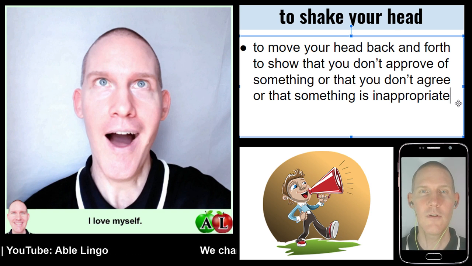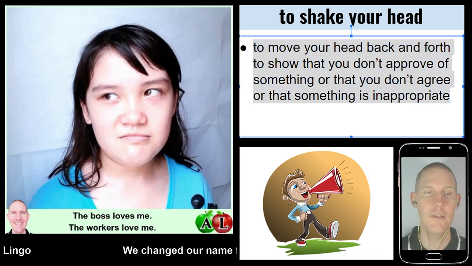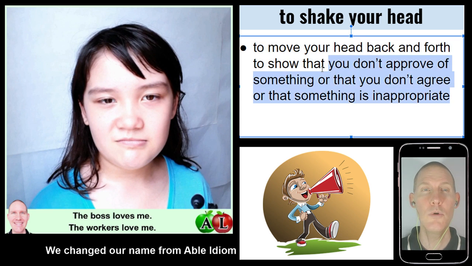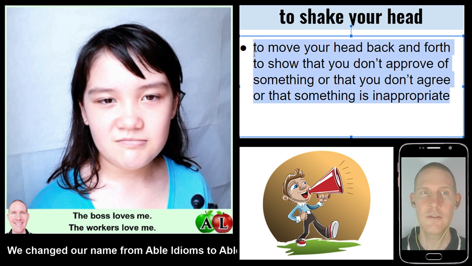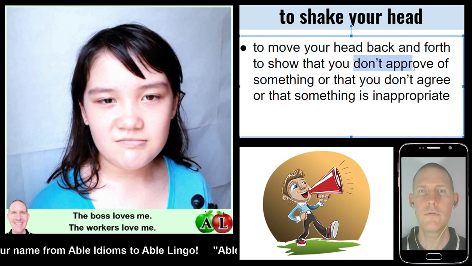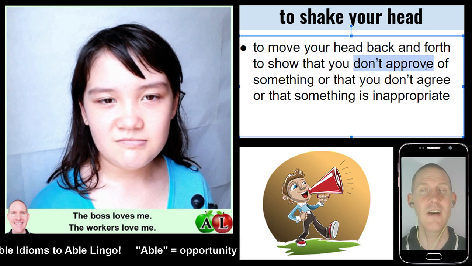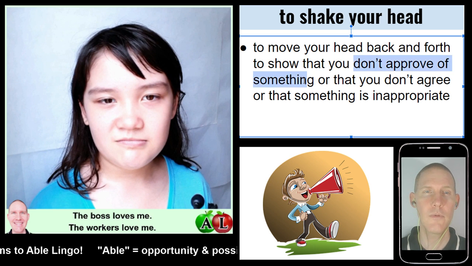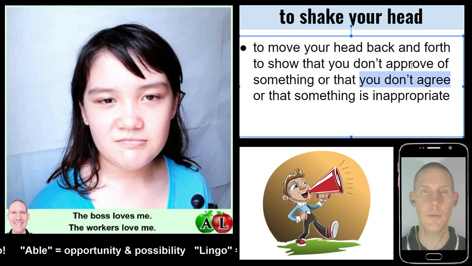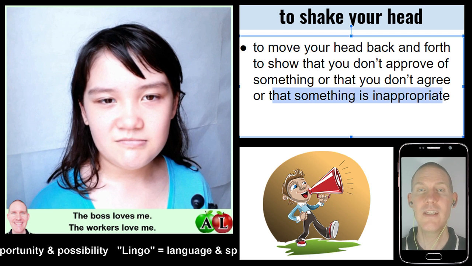Okay, so this is kind of a long definition, but I'm going to read it one more time. So if someone shakes her head or their head, just like this girl at the end, to shake your head means to move your head back and forth like this, or maybe a small little one, to show that you don't approve. You don't think something is good. You think the opposite. You think it shouldn't happen or it's not good. So you don't approve of something, or you don't agree with something. That's similar to you don't approve of something, right? You don't agree. You don't think it's right. Or that something is inappropriate.